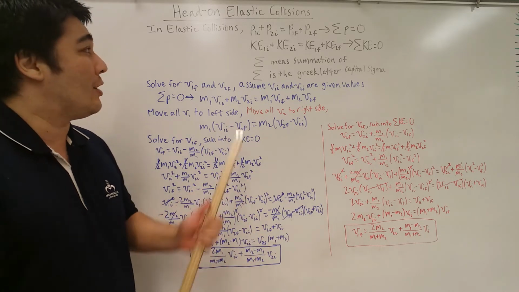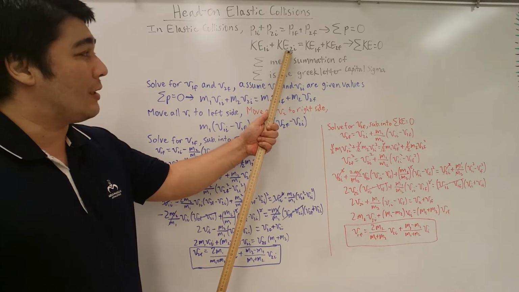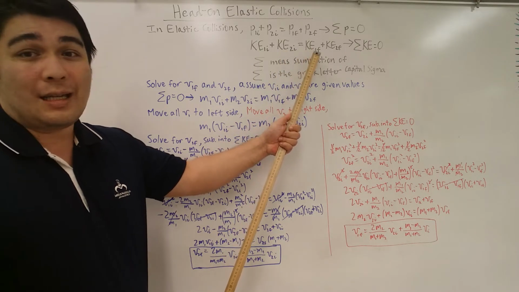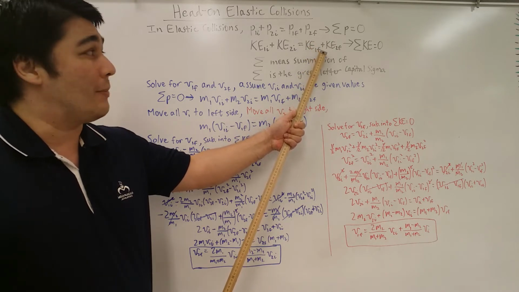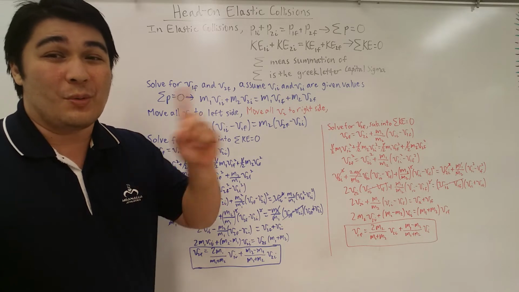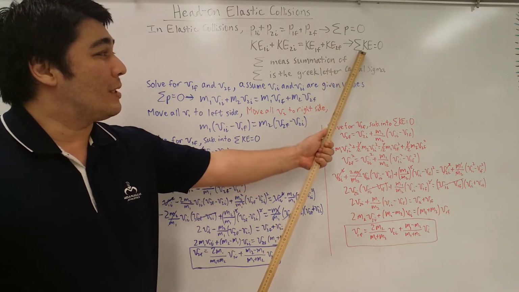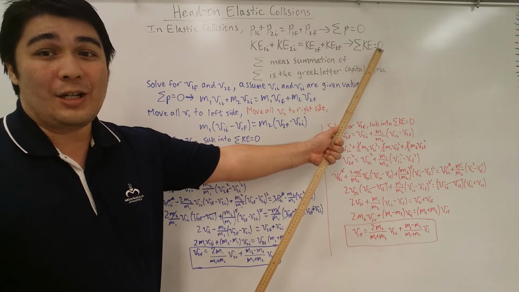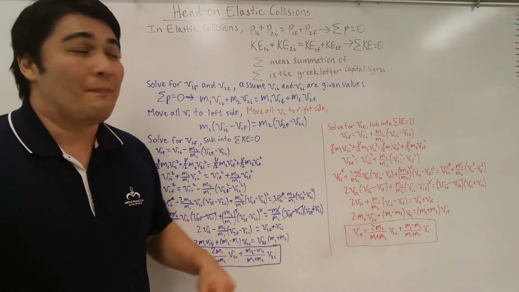Same thing with kinetic energy. The initial kinetic energy of the first object plus the initial kinetic energy of the second object is equal to the final kinetic energy of the first object plus the final kinetic energy of the second object. Or if you want to really summarize that, the summation of all of the kinetic energies is 0 because kinetic energy is conserved.